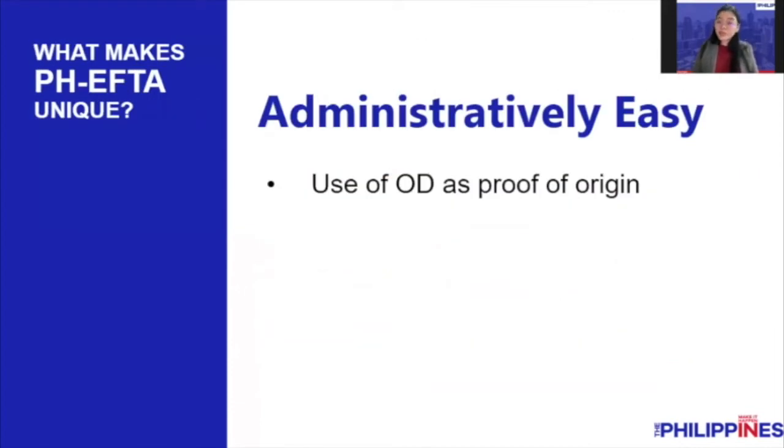So for the Philippines EFTA, being administratively easy, the agreement allows the use of origin declaration or OD as proof of origin. This will eliminate the certificate of origin or CO requirement for every shipment to EFTA. Once the goods for export meet the required rules, the exporter must certify that the goods that will be exported are originating by accomplishing the origin declaration or OD form.